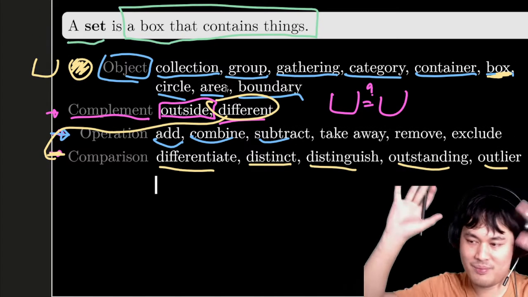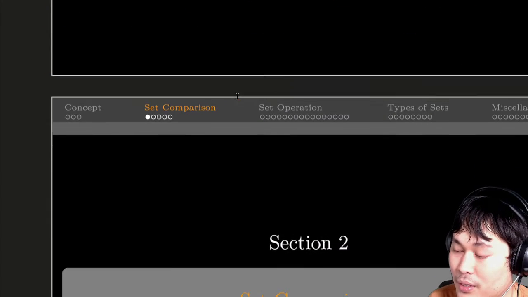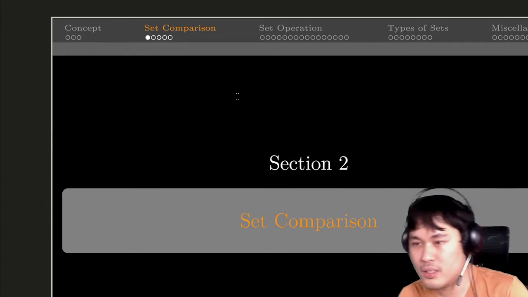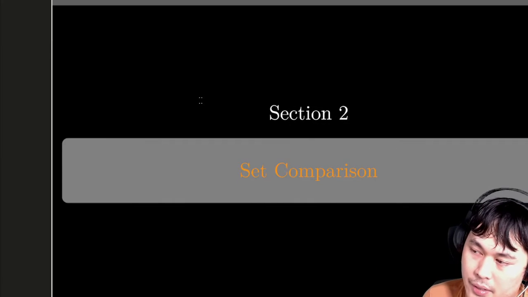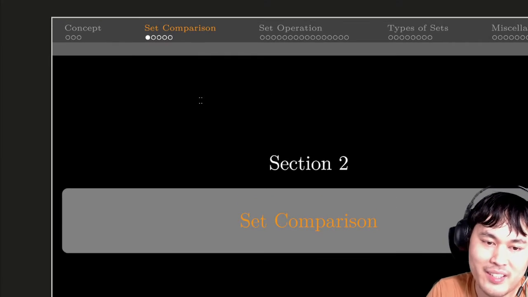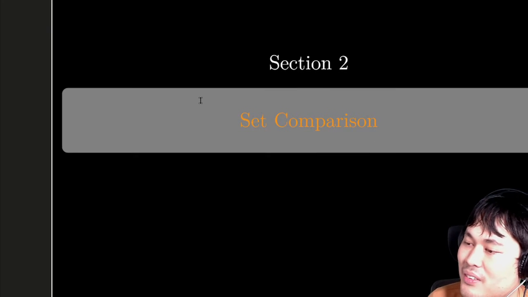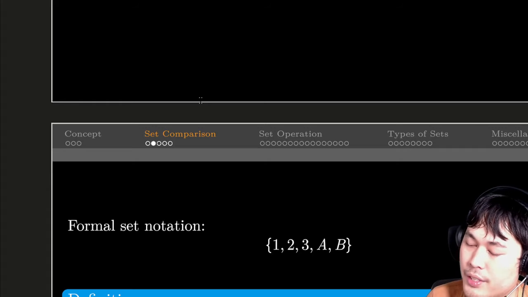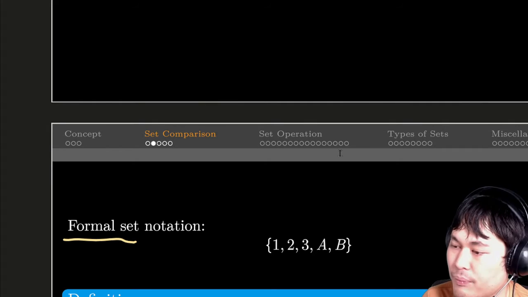Once we have things in our mind, we should be ready to start with the definition of set. So first, a set is a box that has things. But then you may ask how can we write them out? So we have a formal set notation in this case.